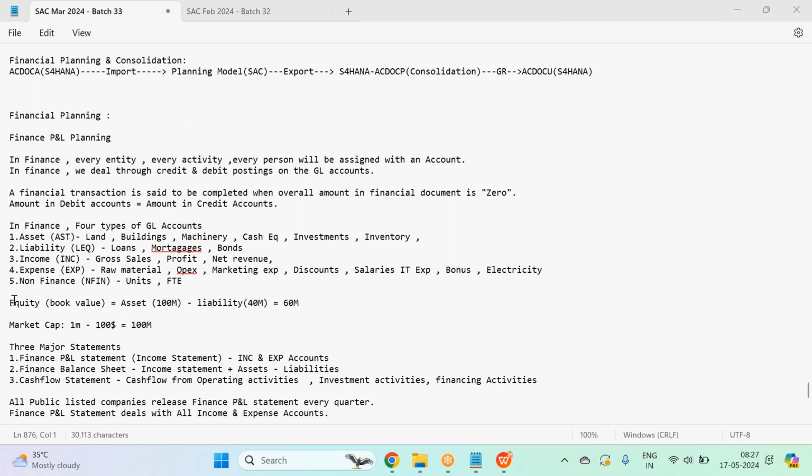So generally, assets minus liabilities gives you the equity. If your company goes bankrupt now, stopping operations, its stakeholders will get 60. Okay, I'll give you a simple example. Suppose a company has a market cap of 100 million, with 1 million shares or stocks. Right now, the price of one stock is around $100.